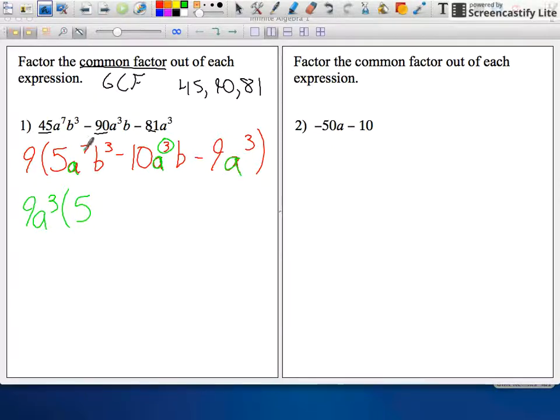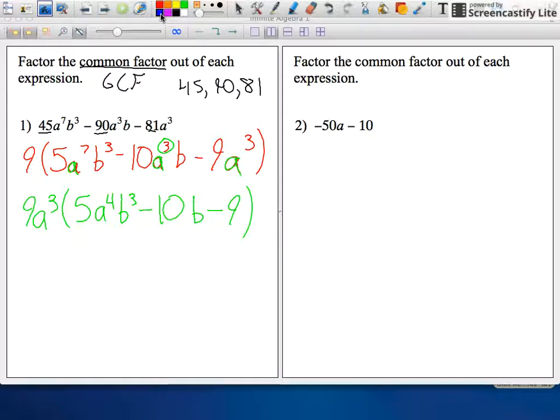If I have 7 a's and I take 3 of them out, I'm left with 4 of them. If I had 3 a's and I took 3 of them out, I'm left with none of them. And if I had 3 a's and I took 3 of them out, I'm left with none of them again. Notice all the b's stay the same.